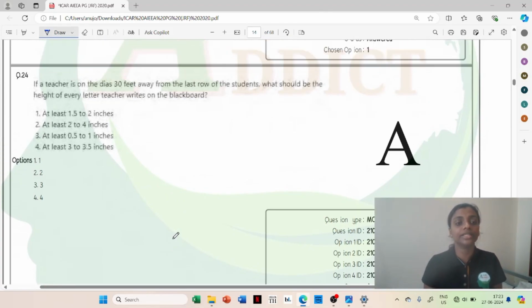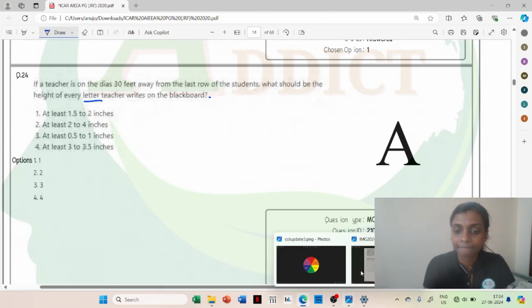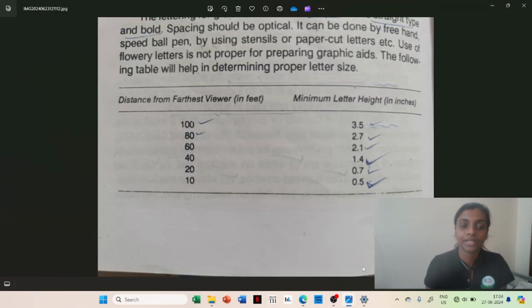Next question, if a teacher is on the dais 30 feet away from the last row of the students, what should be the height of every letter the teacher writes on the blackboard? So this is a question regarding the letter height. Okay, letter height. So there is a box in the communication book written by Sandhu, which shows at each distance what should be the height of the letter. Okay, so I will show. This is the picture. Okay.